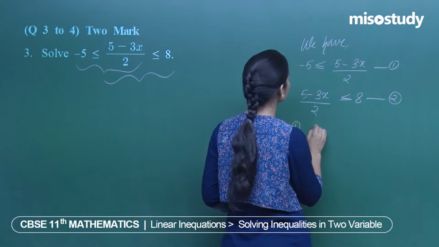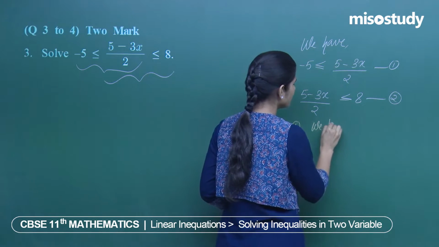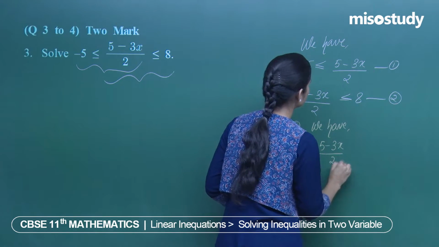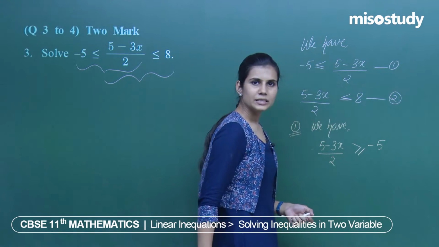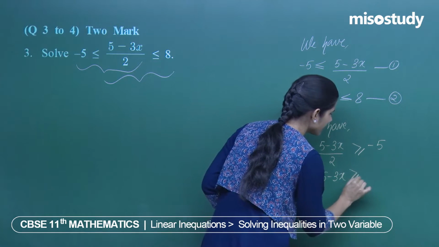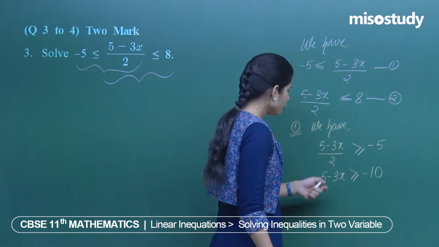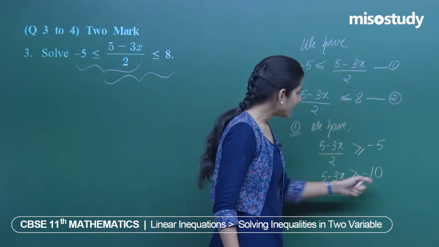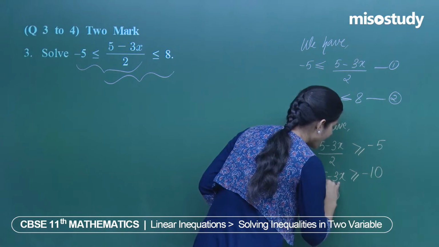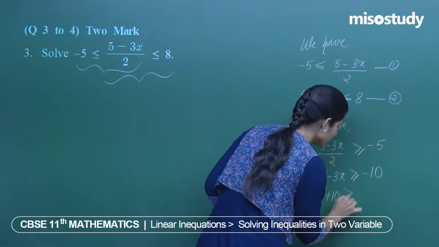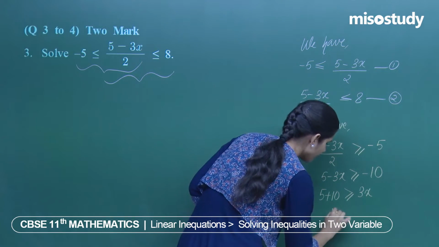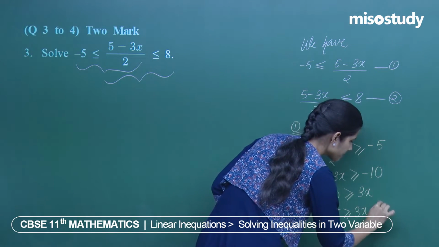When you multiply both sides by 2, you start with (5 minus 3x) by 2 is greater than or equal to -5. Multiply both sides by 2, the 2 cancels out. You have 5 minus 3x is greater than or equal to -10. Now you can add 10 both sides and add 3x both sides. The inequality won't change. Minus 3x plus 3x is 0, minus 10 plus 10 is 0, and you add 3x here. So you have 15 is greater than or equal to 3x.